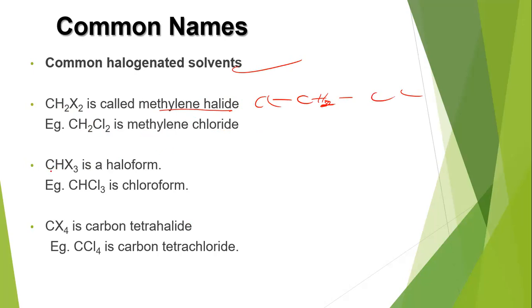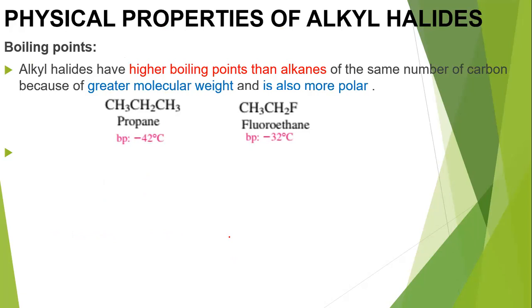Now, if you have any compound in the form CHX3, where X is a halogen, then we call it a haloform, right? Haloform. So if the halogen is chlorine, then we have chloroform. We have other compounds like iodoform, right? Good. Then CX4 is carbon tetrahalide. So if it's chlorine, then we have carbon tetrachloride. Very simple. Good. Physical properties of alkyl halides.